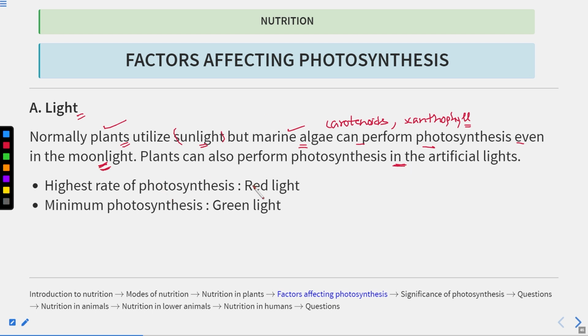Now the highest rate of photosynthesis is seen in red light and the minimum photosynthesis is seen in green light. Green light is reflected by the leaves and the leaves appear green, so all the green light is reflected. That's why minimum photosynthesis occurs in green light and the highest rate of photosynthesis occurs in red light.